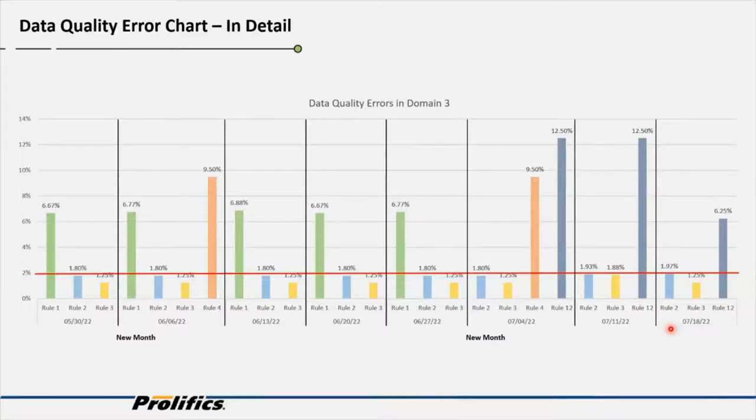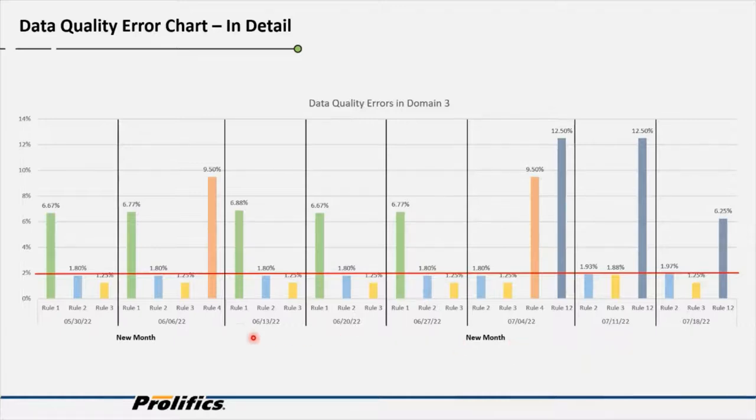All right, rule number 3 is our rule that is in the yellow. And it's been steady, and even this last run that we had yesterday was steady, but last week we had it go up. Is this something I should talk to the data steward about or not? That's totally up to you. All right, let's talk about rule number 4.